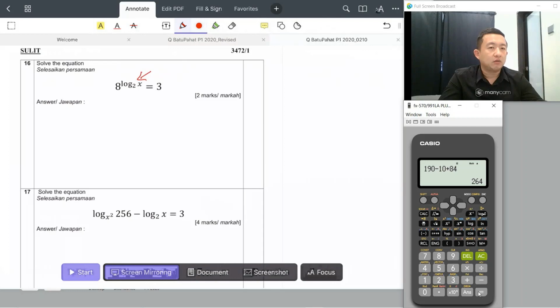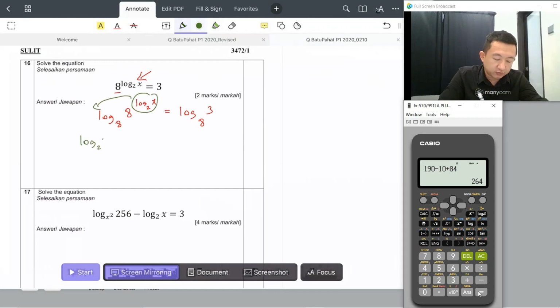you need to bring it down, so you need to have another log. In order to bring the power down, you need to have a log here. So what log should we have? This is 8. To make it disappear, I need to have log base 8 of 8 power log 2x equals log 8 of 3, left and right at the same time. And then why do I do this? Because this power, you can bring it down in front.